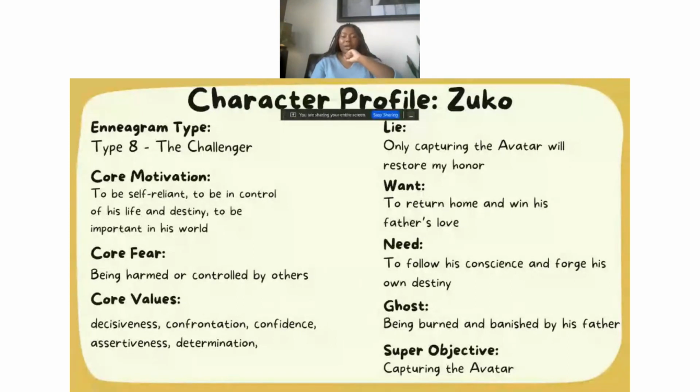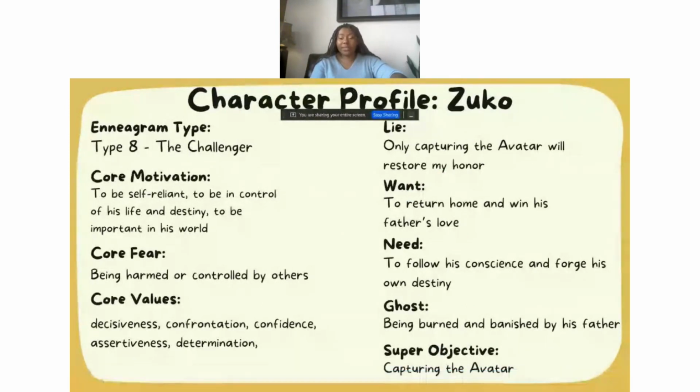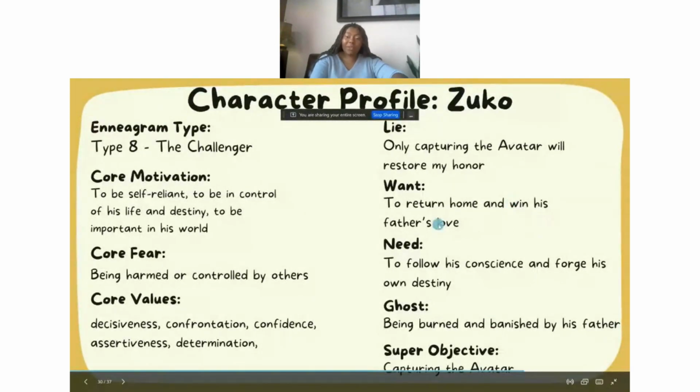And I want to show you this because I want to make a couple important points. One is, notice how the want and the super objective are different. A lot of people watching the show would say that Zuko's want is to capture the Avatar. That's not quite true. He's not capturing the Avatar just because he loves being a bad guy. He wants to capture the Avatar specifically because he wants to win his father's love again. And his father's approval is pretty much what he lives and dies for. He plans on winning his father's love by capturing the Avatar.